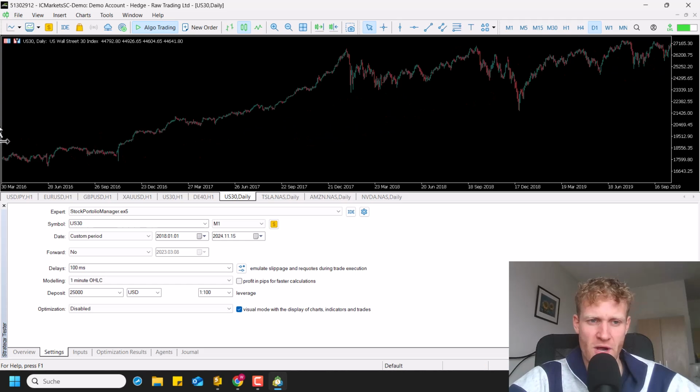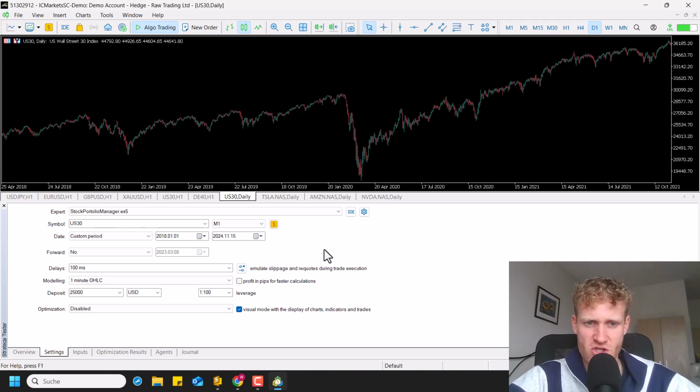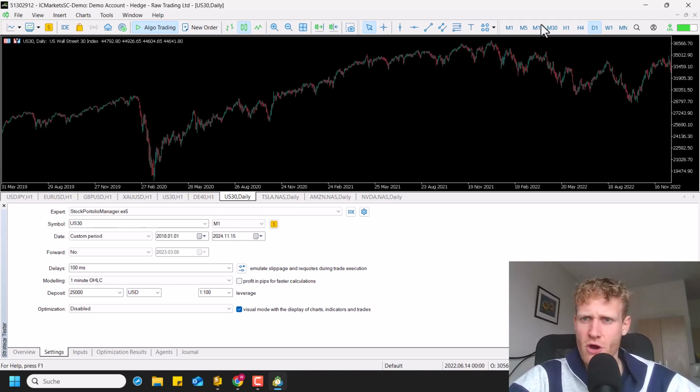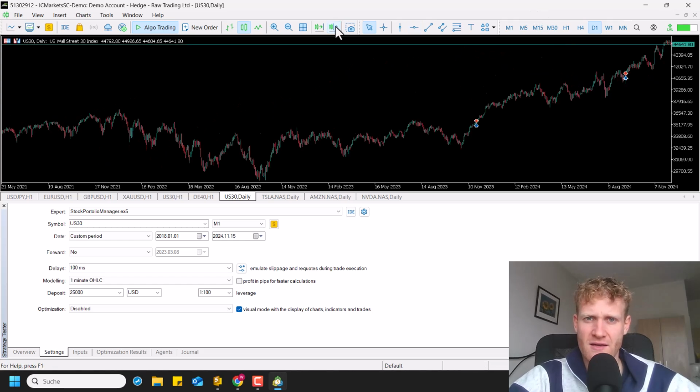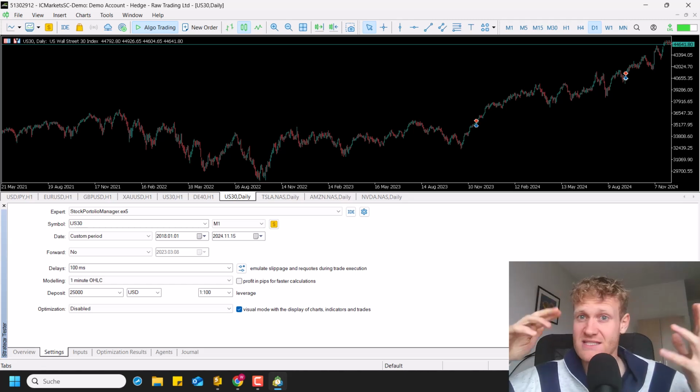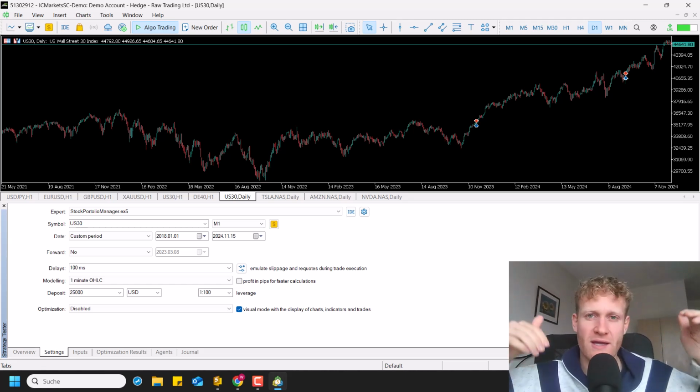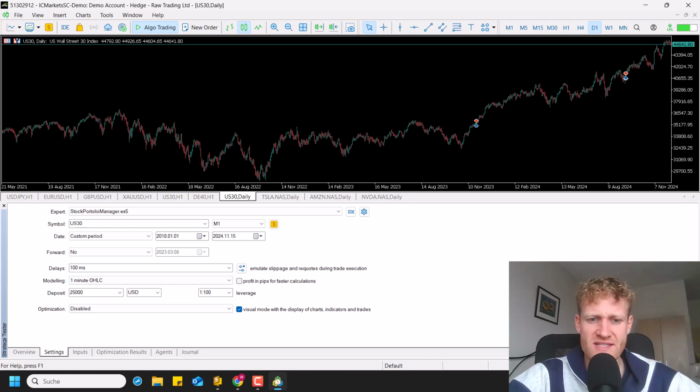So just to explain why I chose this period. And then, of course, I chose all the data that I currently have in my terminal. So I have the longest possible period to test. Then I choose 1 minute open, high, low, close as a modeling method. I think it's not important that we choose every tick here or every tick based on real tick, because this is, as I said, more like investing. It's not really quick in, quick out. We do not have a stop loss or anything. And I will show you in a second what this program does.